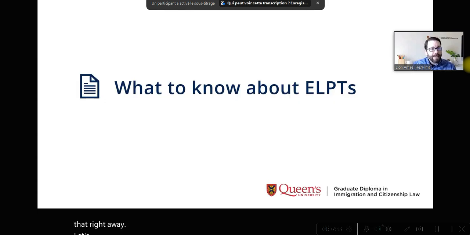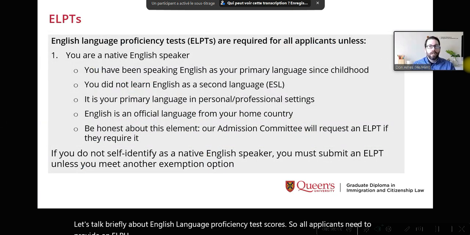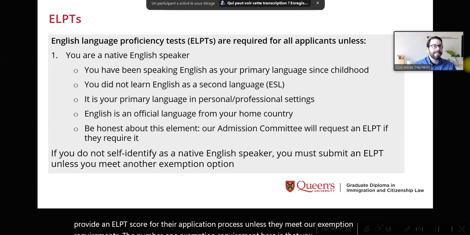Let's talk briefly about English language proficiency test scores. So all applicants need to provide an ELPT score for their application process, unless they meet our exemption requirements. The number one exemption requirement here is that you self-identify as a native English speaker. So this is a really tricky term to define.